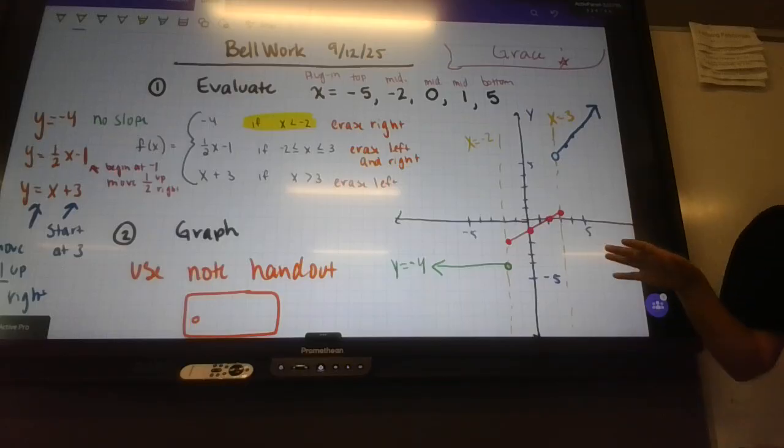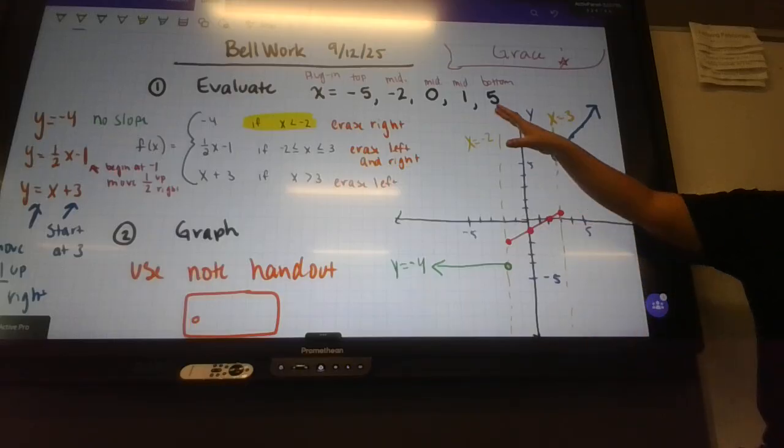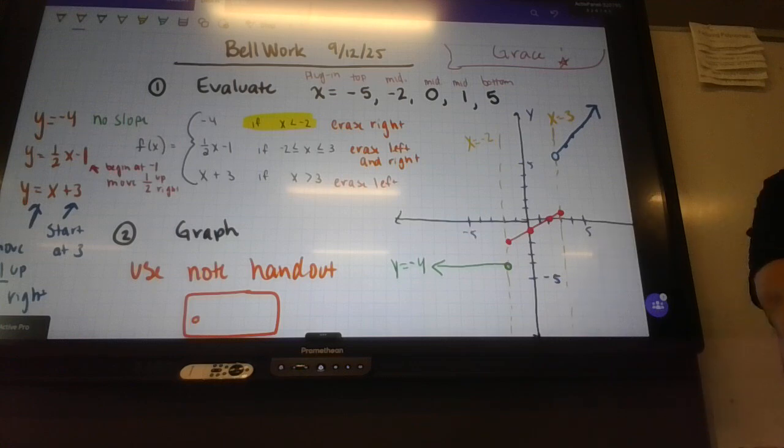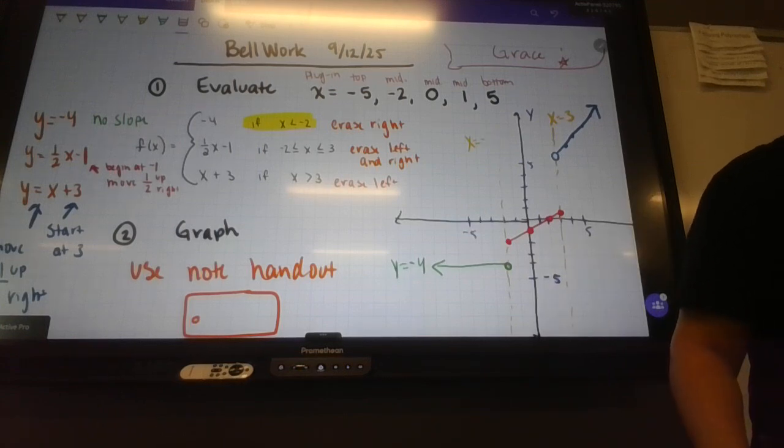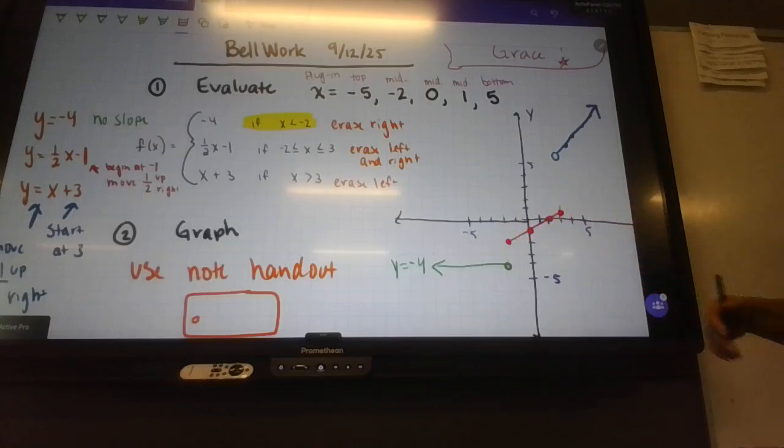So if you wanted to clean up your graph now and make it nice, you could erase all these dashes. The dashes really are not part of the graph. That's just helping us get it done correctly. So I might want to just clean that all up. Boom, boom, boom. That's the graph.